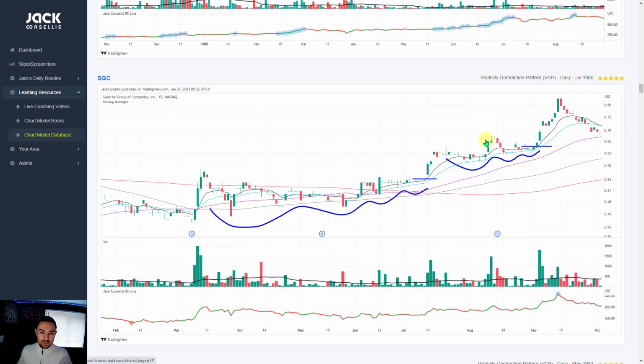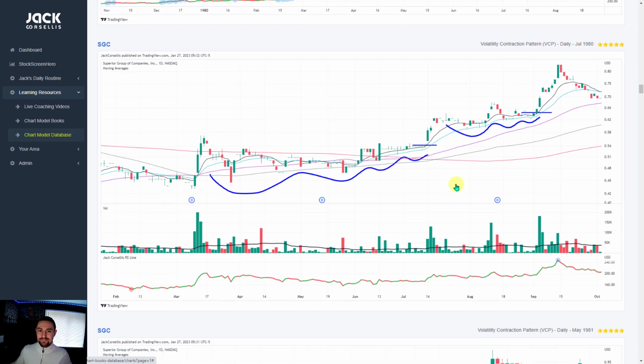Now let me find one that's a good illustration of trigger bars. Okay, this is quintessential trigger bars. Now this stock here is very thin, but a relatively extreme example to illustrate a point. So we've got SGC, and we're back in July 1980. Now this is no supply coming to market.